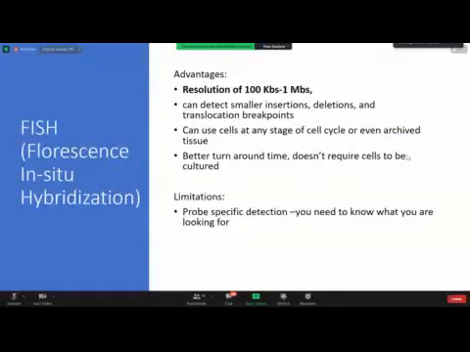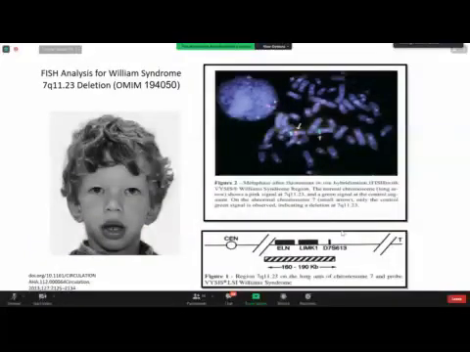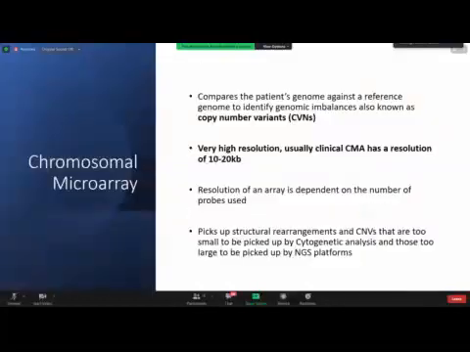Okay, now in FISH we have a probe that is fluorescently labeled, and then it binds with the DNA, and because of this fluorescence we can actually detect. FISH, again, is still used for a lot of syndrome conditions. For example, Williams syndrome, it's a 7q11.23 deletion, a 160 to 1 kb deletion, so for this we use it. But again, as I mentioned, this is not genome wide, we are not looking at the whole genome.